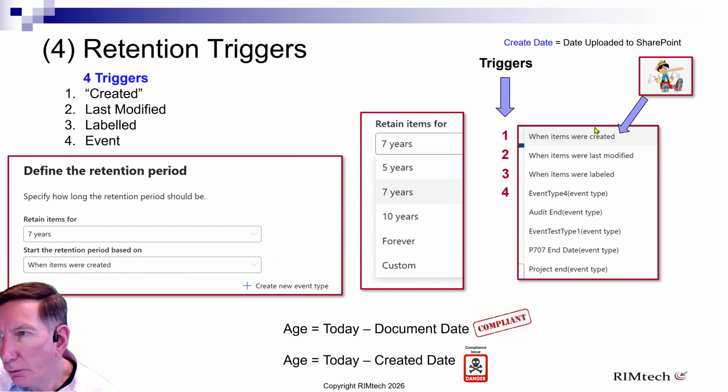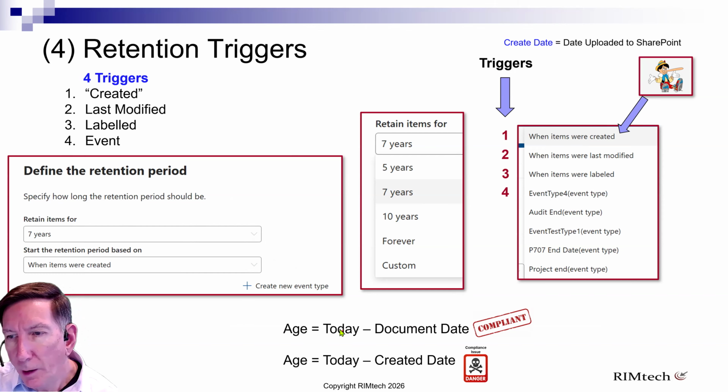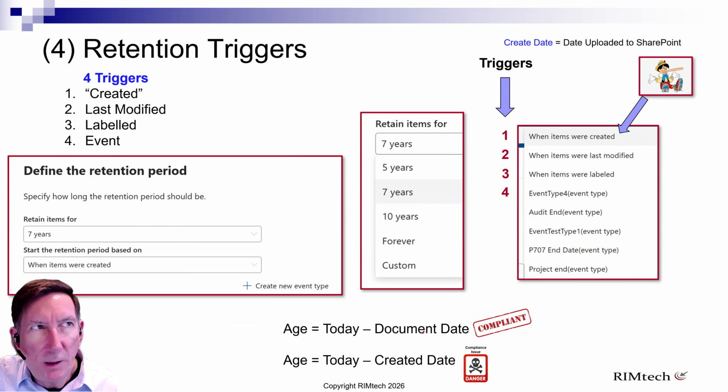First one, when items were created. Well, that's kind of a lie because it's age-based retention that we're doing here. And how do you calculate the age of a document? Well, it's simple. And this is what Purview does, by the way. We take today's date, we subtract the date of the document from it, and what does that tell us? The document's age. So if we have a 100-page PDF that says on the front cover, June 1st, 2010, well, in 2026, it's a 16-year-old document, right? So then we go to put it in SharePoint.